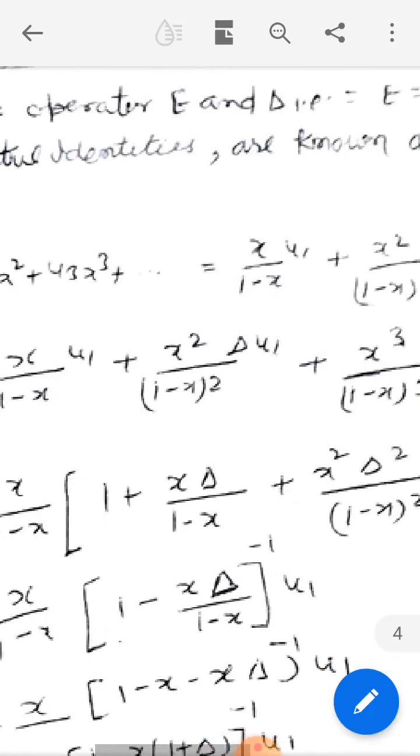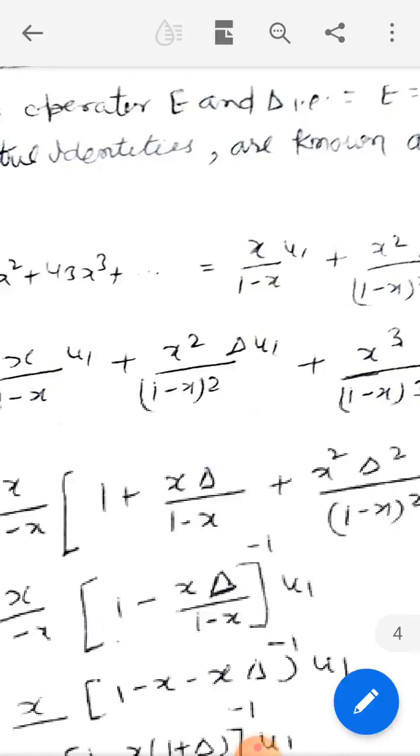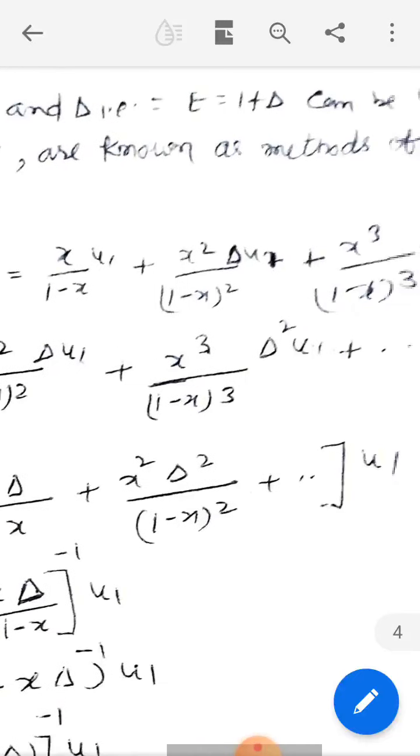In this, we can prove it as an example. Prove that u1 x plus u2 x squared plus u3 x cubed plus so on is equal to x upon (1 minus x) into u1 plus x squared upon (1 minus x) whole squared, forward difference of u1, plus x cubed upon (1 minus x) cubed, forward difference squared of u1. So from the right hand side, x upon (1 minus x) into u1 plus x squared upon (1 minus x) whole squared delta u1 plus x cubed upon (1 minus x) cubed delta squared u1.